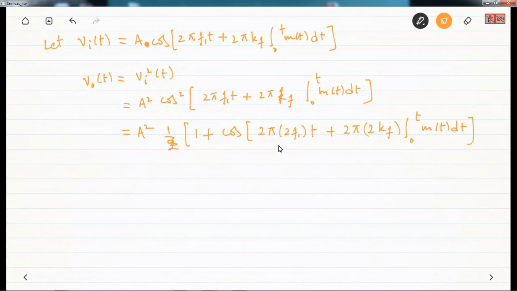right? So what happened? The carrier frequency increased from f1 to 2f1, right? See the carrier frequency, and we will use a band pass filter. See, we have a DC term as well. We will filter this DC term. So the carrier frequency has increased from f1 to 2f1.